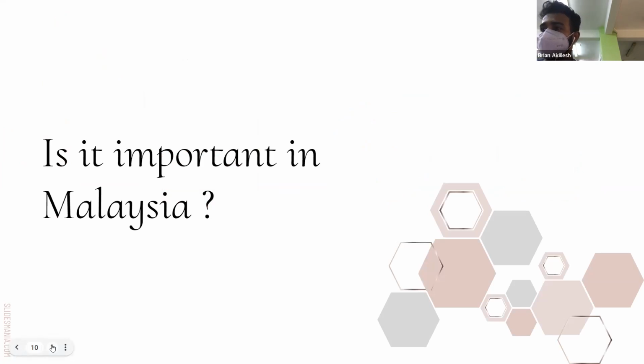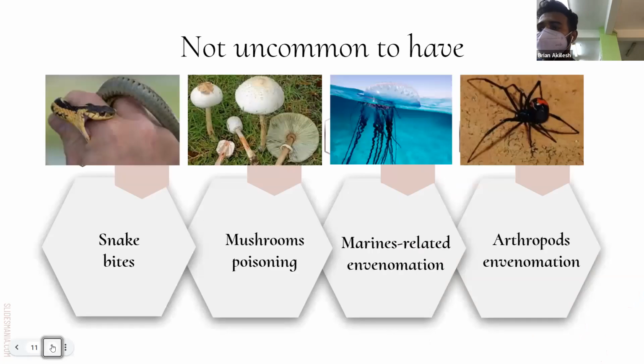Is this topic important in Malaysia? We all know that Malaysia is a tropical country which is rich in biodiversity. Okay, and it's not really uncommon for us to have cases like snake bites, mushroom poisonings, marine-related envenomation, and arthropod envenomation.